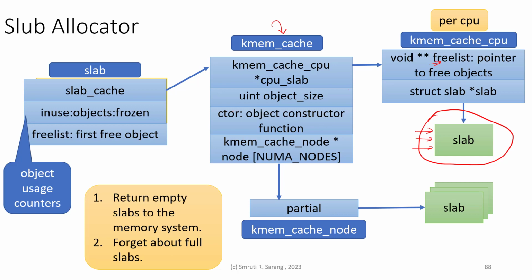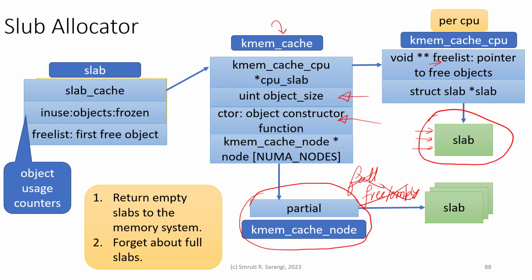So then what we have is the same usual suspects. We had uint object size in the earlier case also, even though it didn't appear in the diagram. Then of course an object constructor function is needed. And then a kmem cache node, one per NUMA node. So this was also there. So no surprises here, but a massive surprise over here. We don't have the full list and we don't have the free or empty list, right? Both of them are not there.